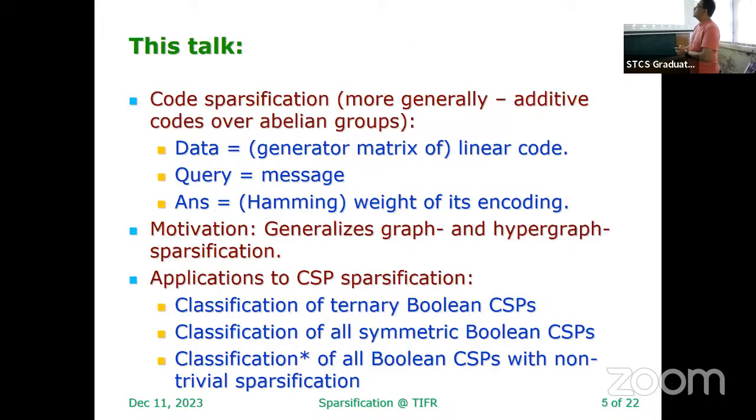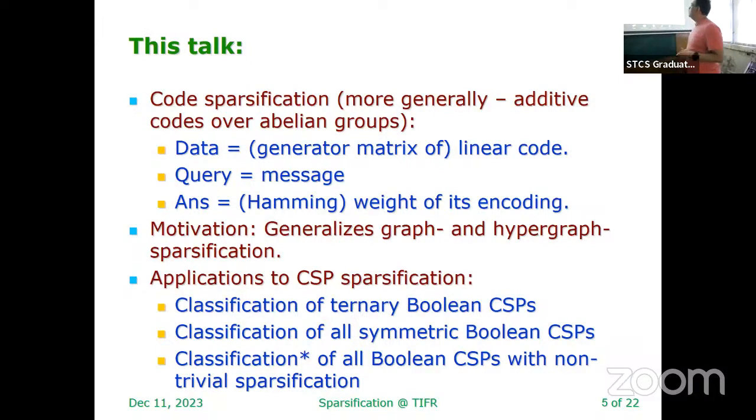So what are we going to do in this talk? We're going to talk about some object that was never studied before, which is called code sparsification. Put Sanjeev Khanna and me in the same room, probably this is the question that would come. You have codes and you have sparsifiers. And what we were able to show is that in this case, you can sparsify all linear codes.